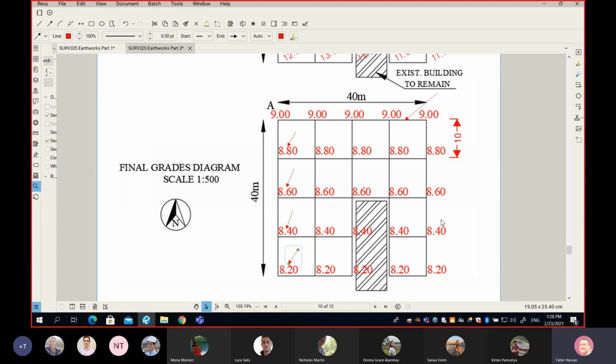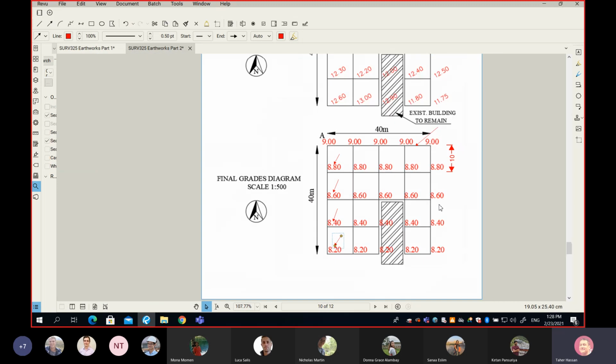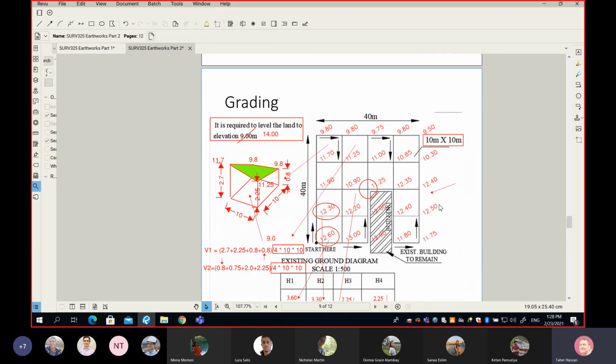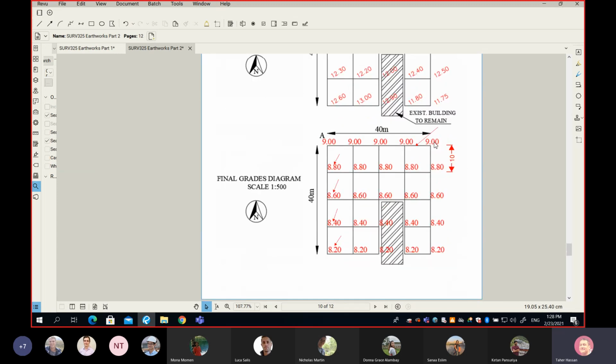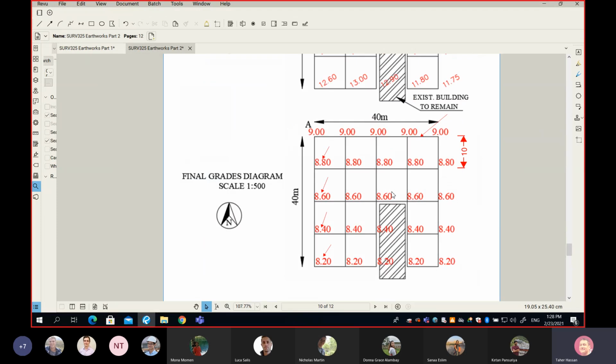So what you see here is a final grid diagram. I didn't need to do that for the first problem because everything was 9, so it was easy: 9.8 minus 9 is 0.8, and so on. In this case, since my finished ground is variable, I also have to build another diagram called final grade.